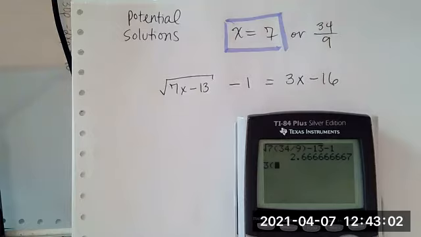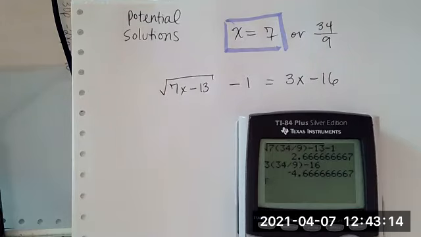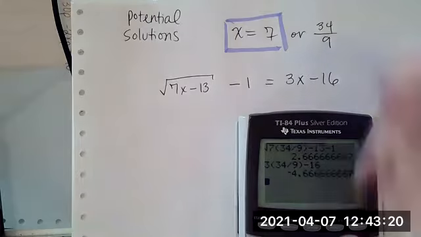So we'll do 3 times 34 divided by 9 minus 16. And we get a different number, negative 4.6667. So since those are not the same, if we've done everything correctly, which it looks like we have, then we have to throw this one away.